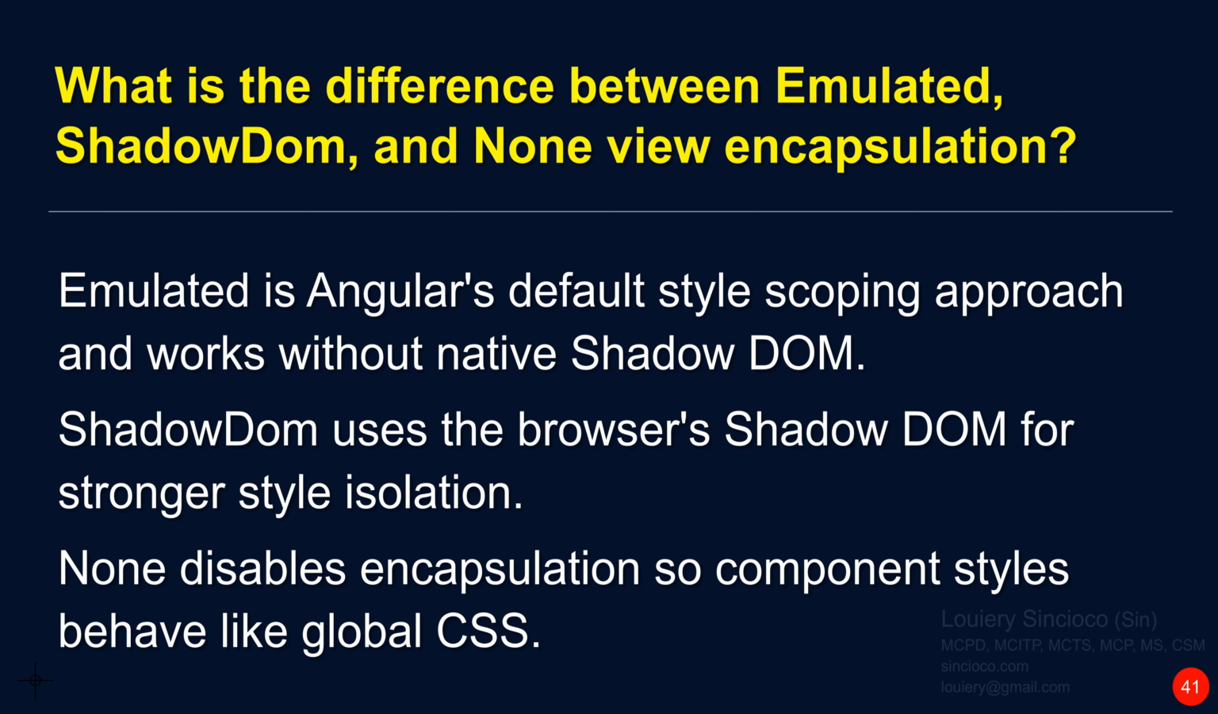What is the difference between emulated, shadow DOM, and none view encapsulation? Emulated is Angular's default style scoping approach and works without native shadow DOM. Shadow DOM uses the browser's shadow DOM for stronger style isolation. None disables encapsulation, so component styles behave like global CSS.